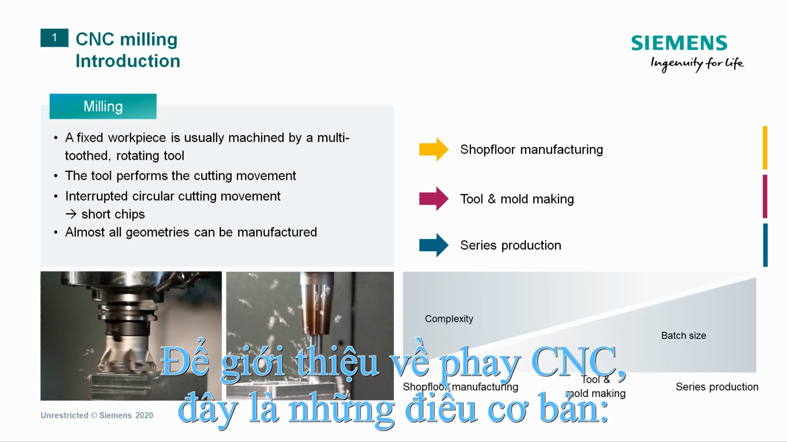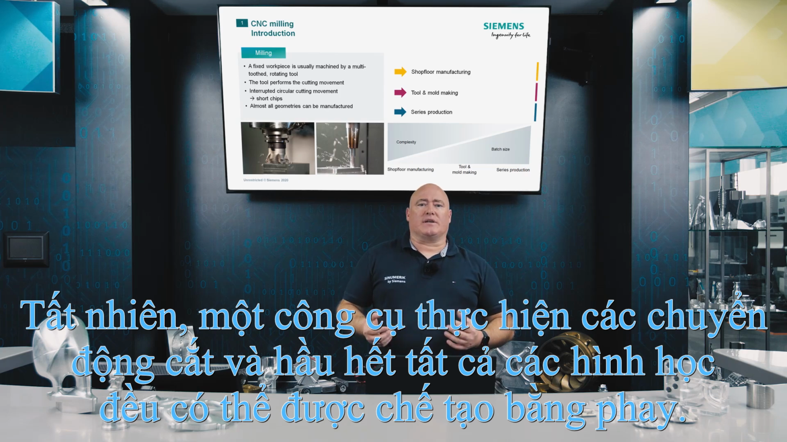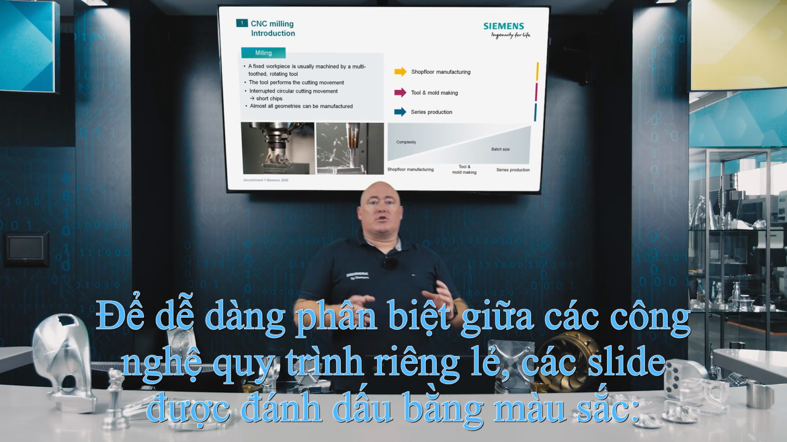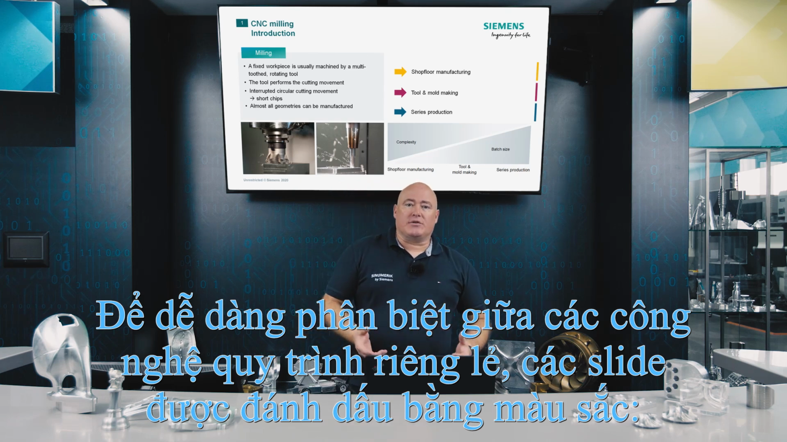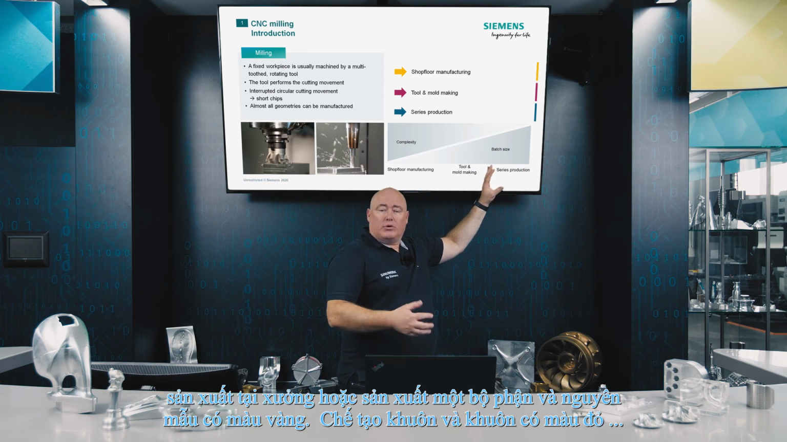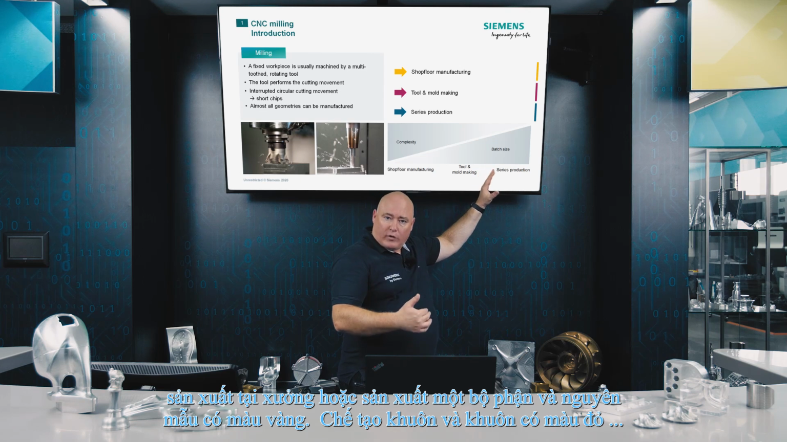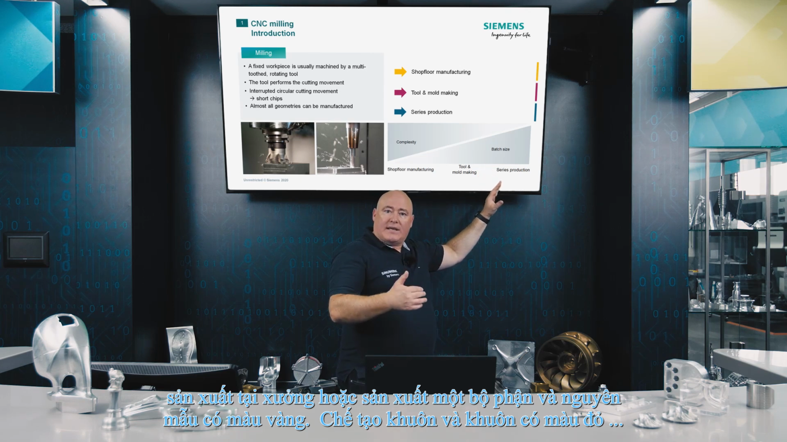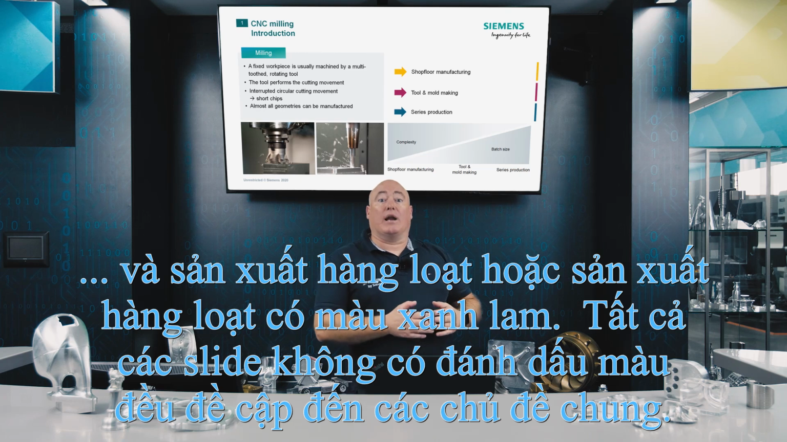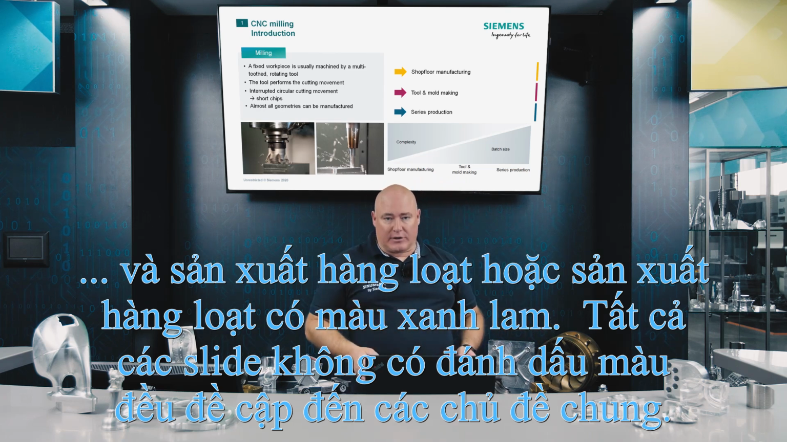As an introduction to CNC milling, here are the basics again. A tool performs the cutting movements, of course, and almost all geometries can be manufactured by milling. To make it easier to distinguish between the individual process technologies, the slides are marked with colors. Job shop production, or single part and prototype production, is yellow. Mold and die making is red, and series production or mass production is blue. All slides without a color marking deal with general topics.